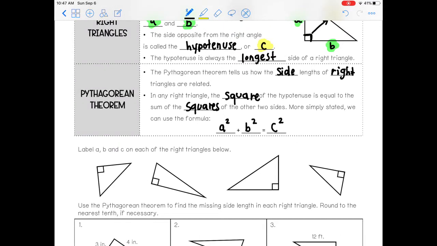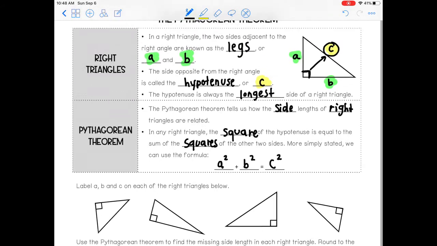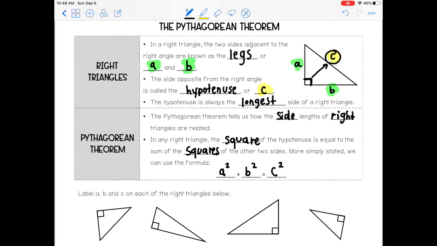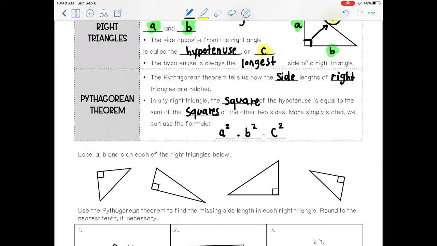So we're going to label the following triangles A, B, and C on each of the right triangles below. So remember it said that the adjacent two legs to the right angle are A and B. So adjacent would be touching, so this can be A and this can be B, which leaves the opposite of the right angle to be C.